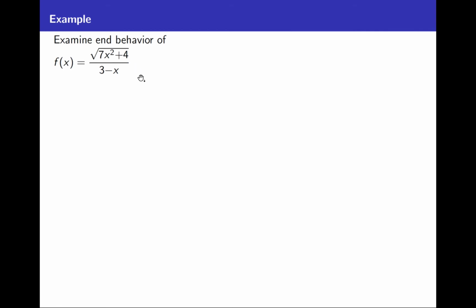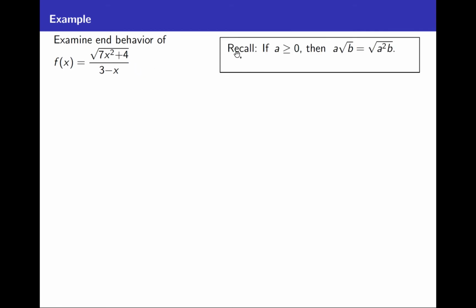Before we get started, I want to put an algebraic fact off to the side that we're going to use. Remember that if a is a positive number, or at least if a is not negative, then a times the square root of b is the square root of a squared times b. You can bring the a inside as an a squared. Working backwards, the a squared can come outside as an a.